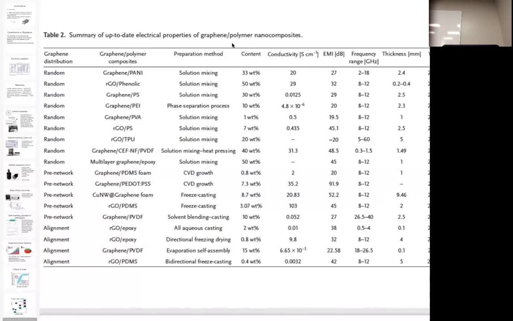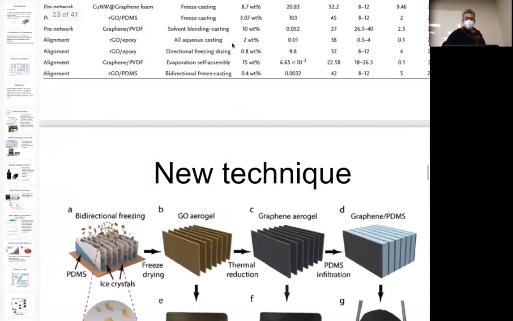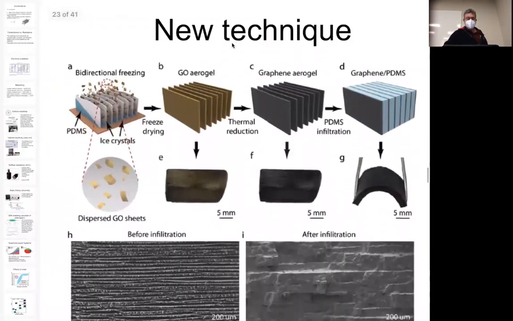But if you look at this, this is reduced graphene oxide, PEMS. These are the same thing in epoxies. We're seeing really good numbers here, really low loading, really cost-effective EMI shielding. So, how do they do that last one, the bidirectional freeze casting?